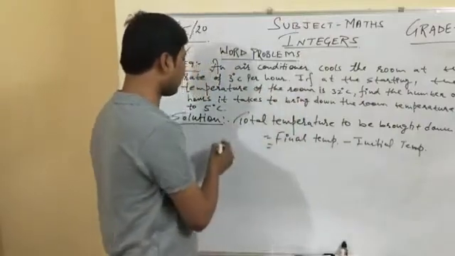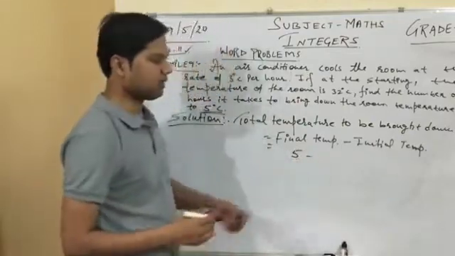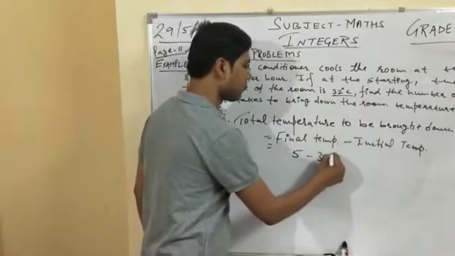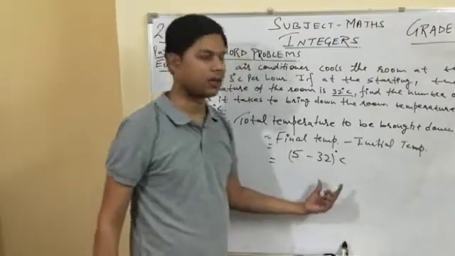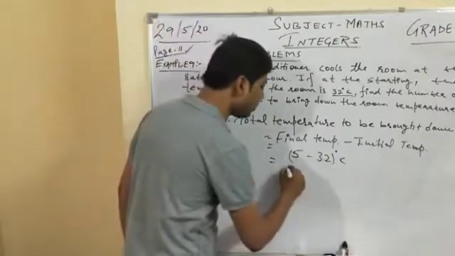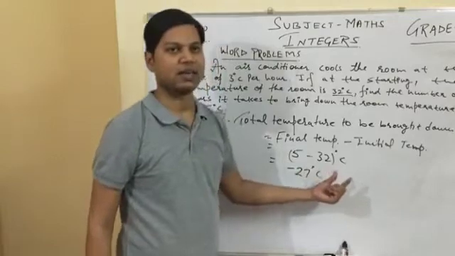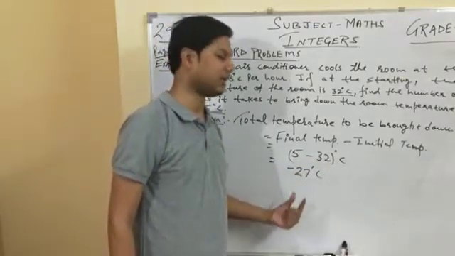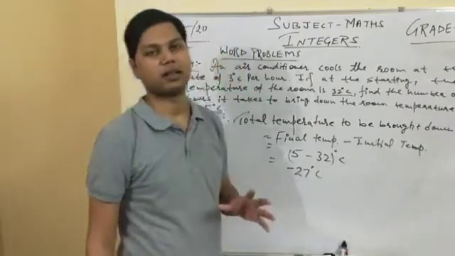नाउ फाइनल टेम्परेचर जो हमको करना है दैट इज 5 डिग्री सेल्सियस, and the initial temperature of the room is 32 degrees Celsius. That is the temperature we have to decrease. Now 5 minus 32, we know 5 minus 32 is minus 27 degrees Celsius. Why minus? Because 32 is a greater number than 5 and it has negative sign, so we have to write here minus sign. We have to decrease temperature minus 27 degrees Celsius.